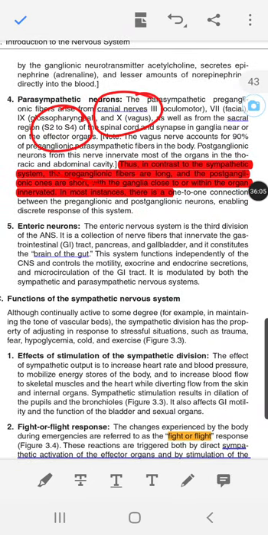Enteric neurons. The enteric nervous system is the third division of the ANS. It is a collection of nerve fibers that innervate the GIT, pancreas, and gallbladder, and it constitutes the brain of the gut. This system functions independently of the CNS and controls the motility, exocrine and endocrine secretions, and the microcirculation of the GIT. It is modulated by both the sympathetic and parasympathetic nervous systems. Which one is the brain of the gut? The enteric neurons.